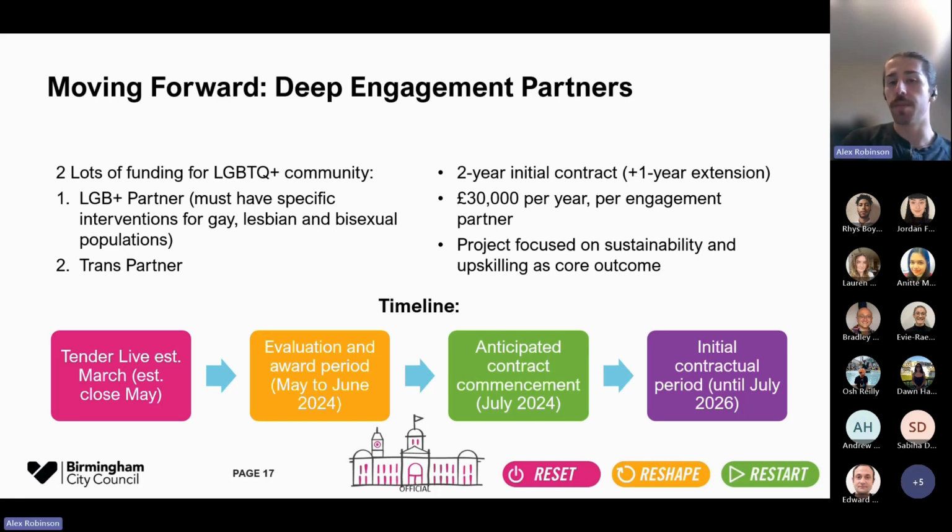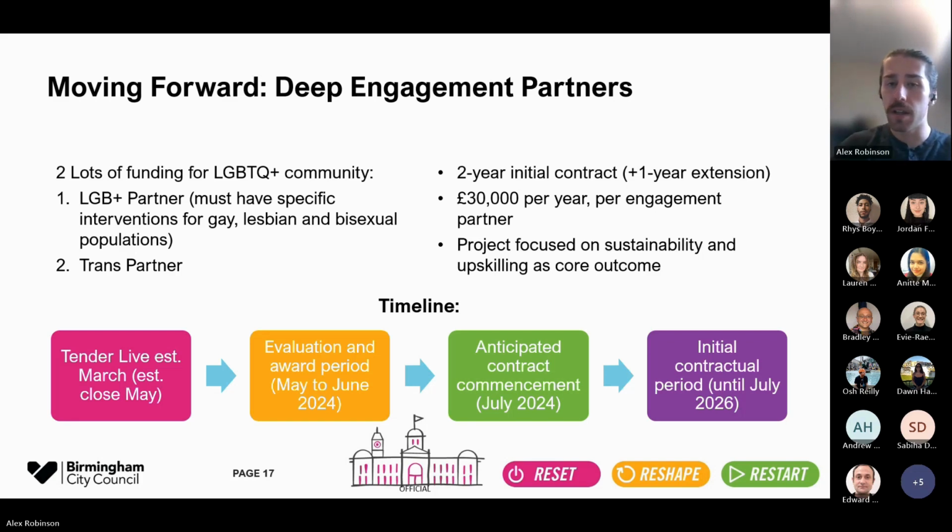The LGBTQ plus tender is split into 2 different lots of funding. So one is based on sexual orientation with the LGBT plus community, and that must have specific interventions for each of those individual groups. And the other lot is based on gender identity and is working with the trans plus community as well.